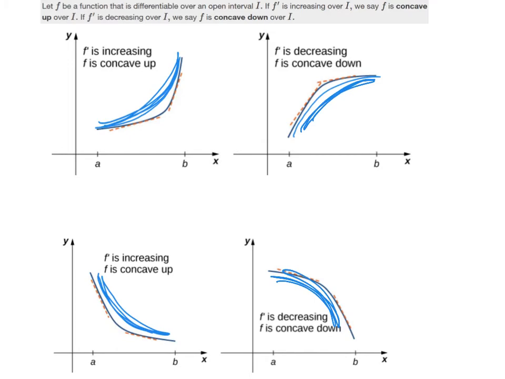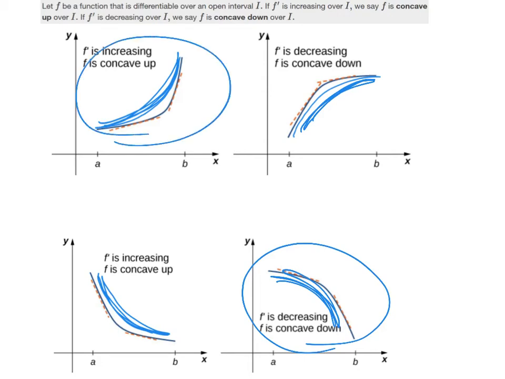So if you do the second derivative and it's negative, and you did the first derivative and it was negative, then it's going to look like this. If the first and second derivative are both negative in that region, then it is both decreasing and concave down. If your second derivative and your first derivative are both positive, then you're concave up and increasing.